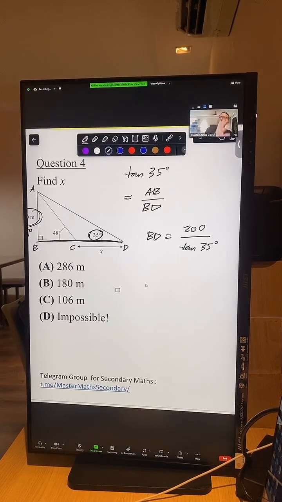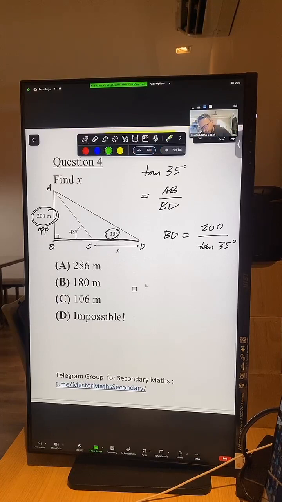Now, I will not key this into my calculator just yet. That's my stand. Why? Number one, it takes up time. Time is very precious in the exam. Number two, I don't want to be stuck with a number with a lot of decimal places. Okay? So I will just leave it like this first. What will I do next? I will go and find my BC. Why? Because when I have my BD minus my BC, then I can get my X.